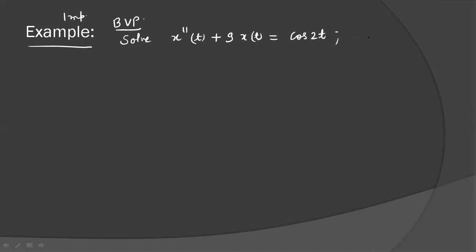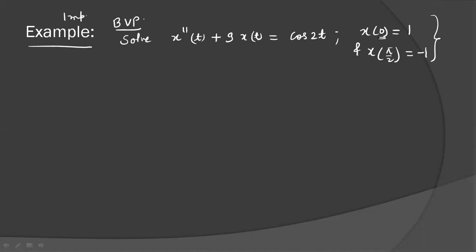Now I'm going to solve a boundary value problem for you. Let's see a boundary value problem. This is an important example. Solve x double dash(t) plus 9 times x(t) is equal to cos 2t using the Laplace transformation, where x(0) is 1 and x(pi by 2) is minus 1.